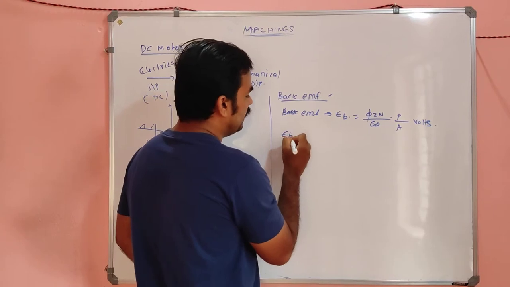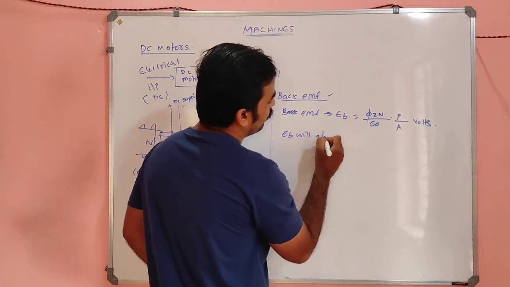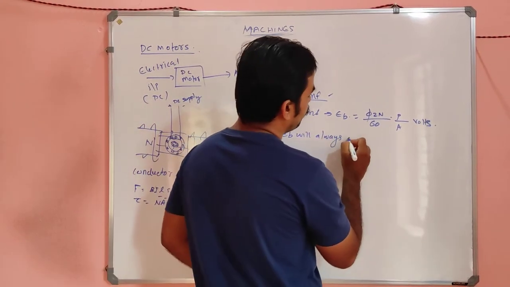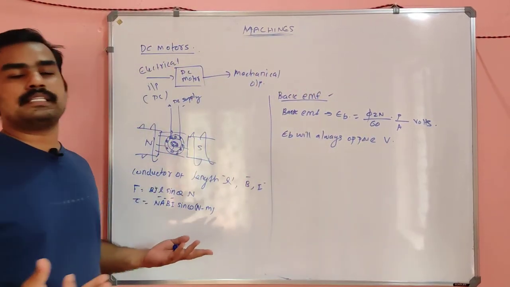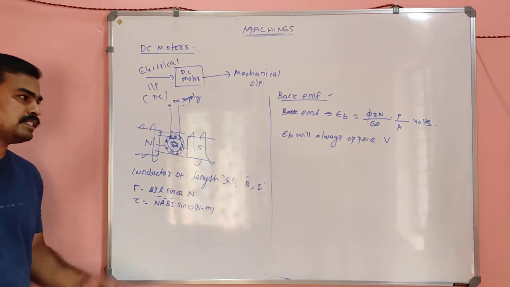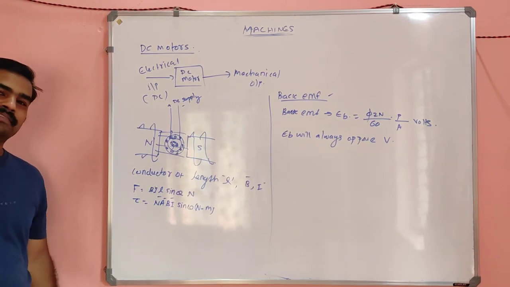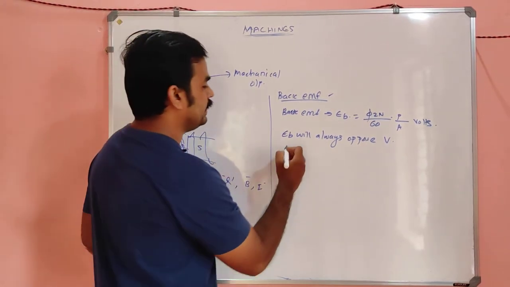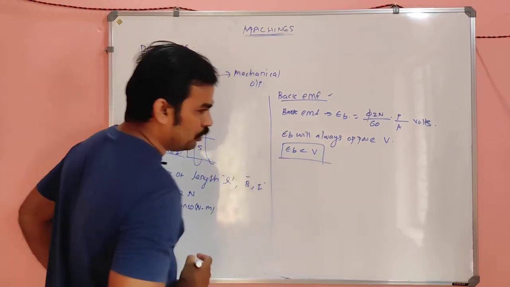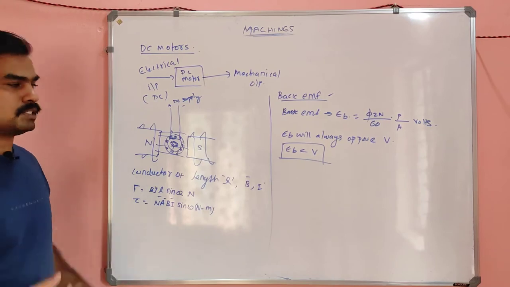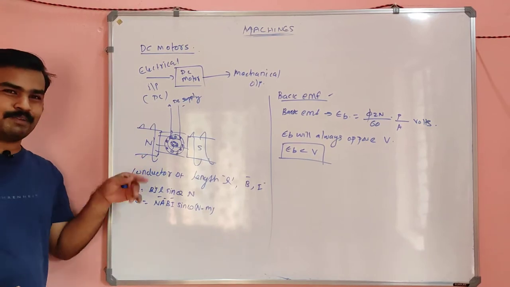So EB will always oppose V, where V is nothing but the applied voltage. Is it clear? So always EB will be less than V. It is very, very important. For a motor, the value of EB will be less. I will explain why this is.